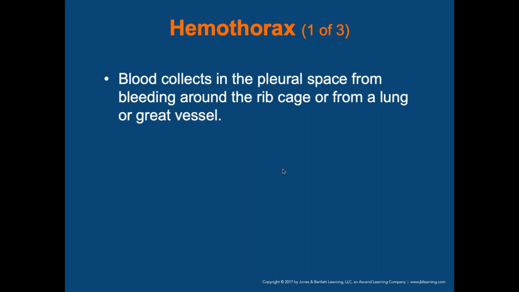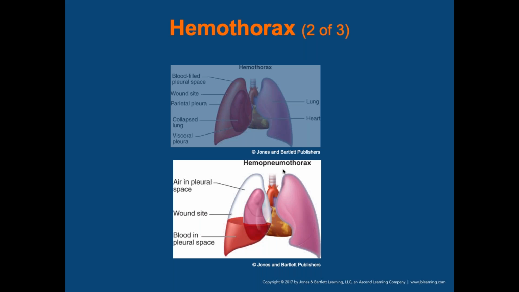So a hemothorax is blood that collects in the pleural space from bleeding around the rib cage, a lung, or a great vessel. We really don't know about the hemothorax until we put a decompression needle in place and see blood come out versus air. But as you can see here, now we're bleeding into the lungs. The lungs start to fill up with blood.